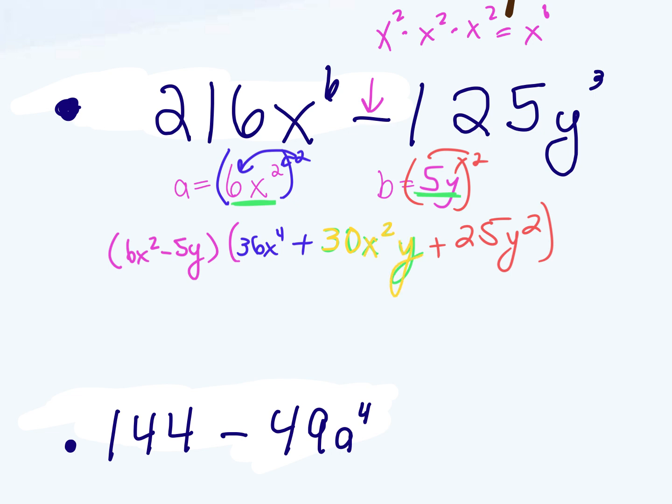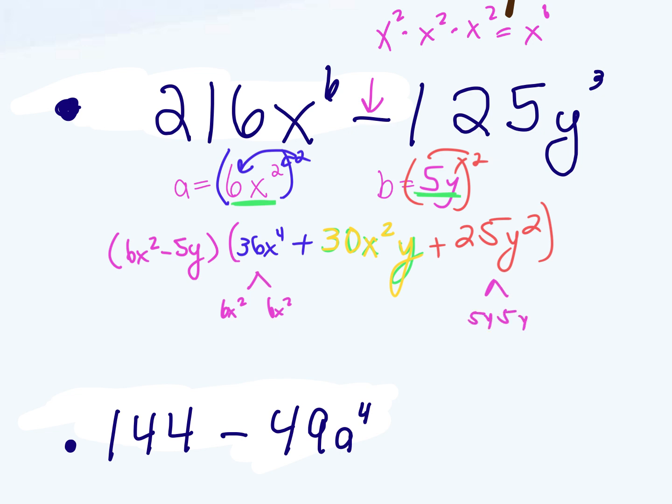It appears to be a perfect square trinomial. You need to always ask yourself the question. Think about it. Is 36x to the fourth a perfect square? 6x squared and 6x squared, right? Is 25y squared a perfect square? This would be 5y and 5y.